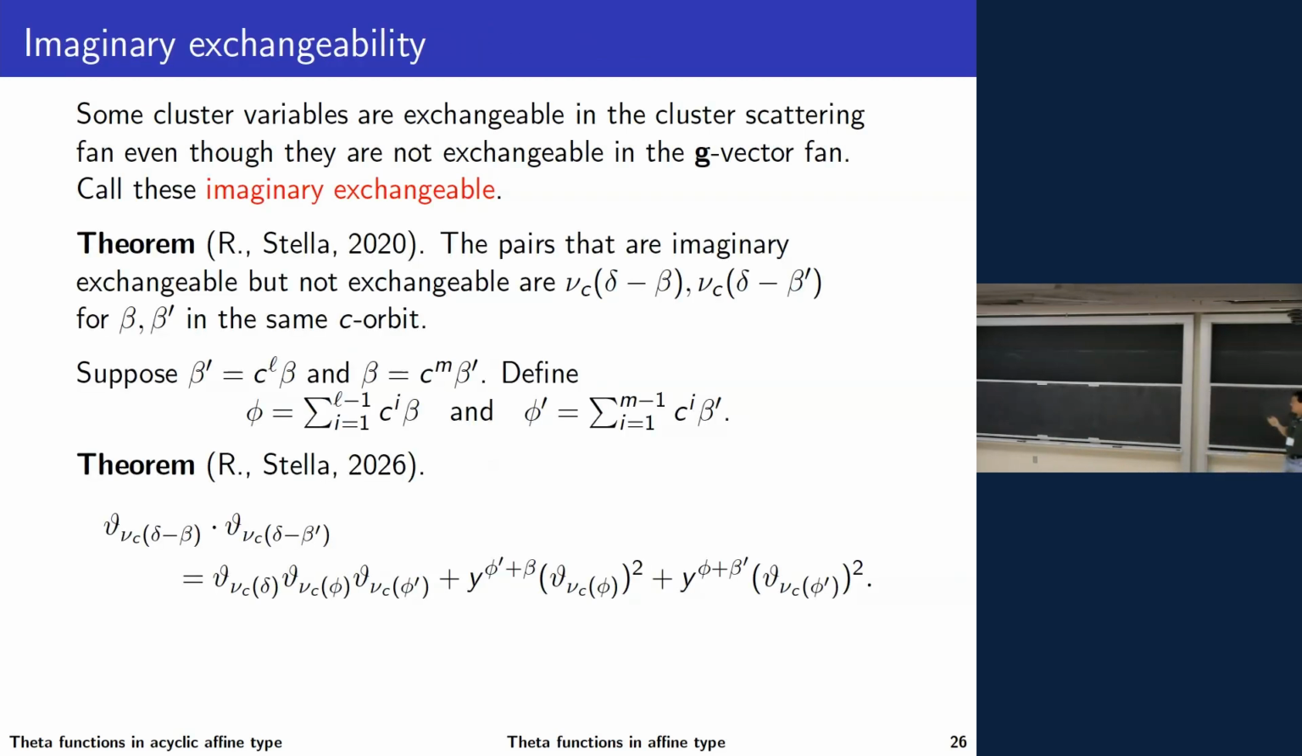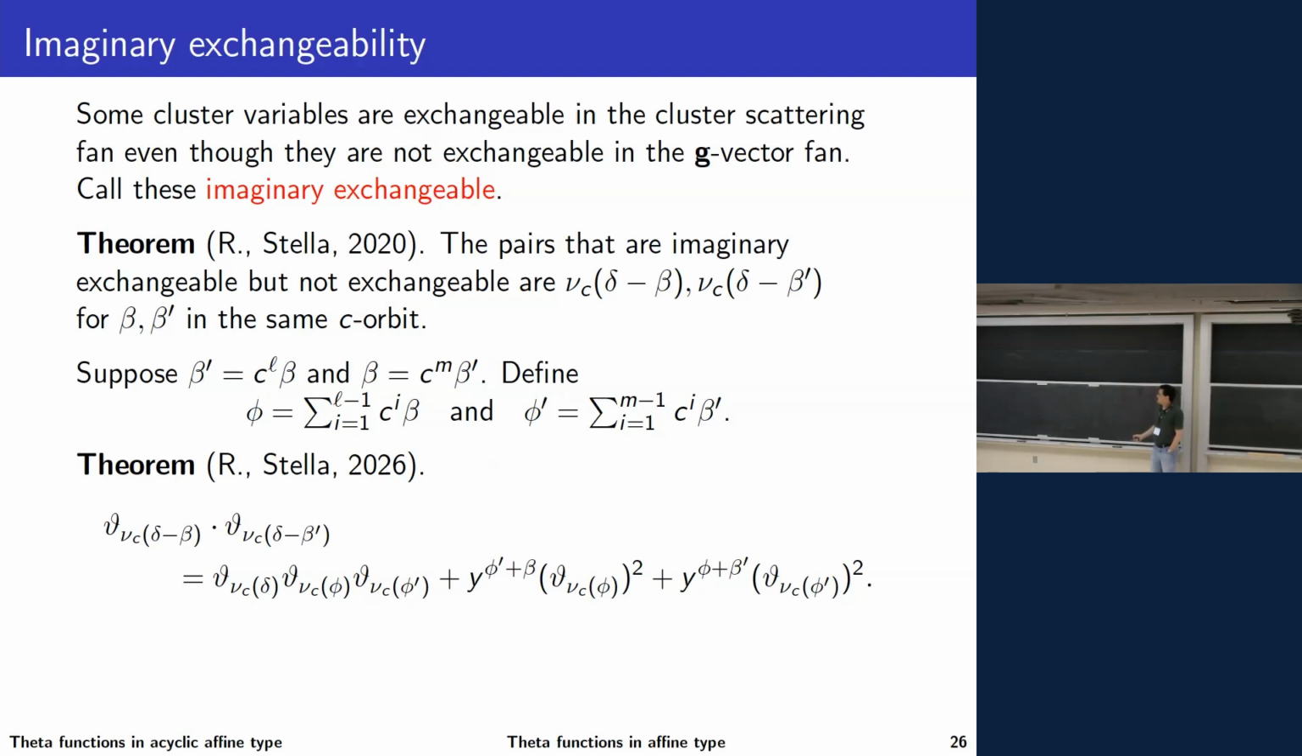And the theorem is, well, first of all, there's an older theorem that just says what the imaginary exchangeable pairs are. Let me get to that in the example. We know what the imaginary pairs are. And let me have you not think about the definition of phi and phi prime quite yet, because the picture will be better.